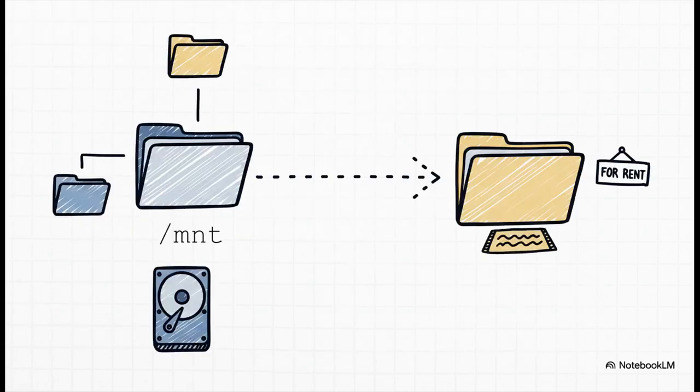Next up, our drive needs a home inside your file system. This is called the mount point, and it's really just an empty folder. A great place for this is inside the /mnt directory. So a quick command like sudo mkdir /mnt/media will create that perfect spot for us.